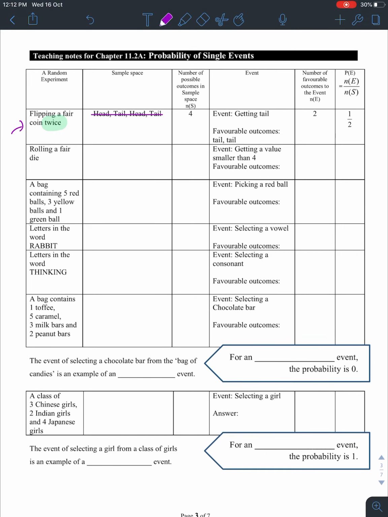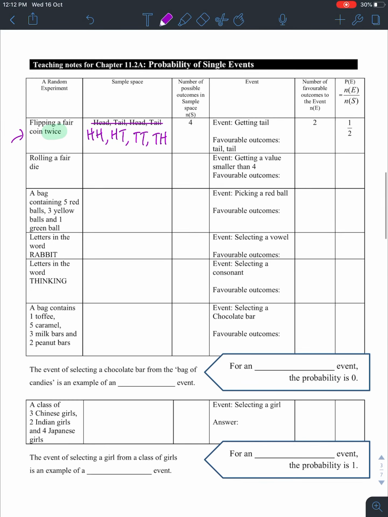The first possible outcome is HH, which represents heads, heads. You could also get the first coin heads and the second coin tails. You could also get the first coin tails and the second coin tails. And finally, the first coin tails and the second coin heads. These are the 4 different possible outcomes in our sample space.